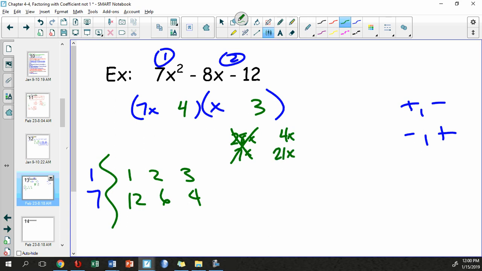What can you conclude? 3 and 4 do not work. So now try the next ones, 2 and 6. Where would you logically want to put the 6? Why?